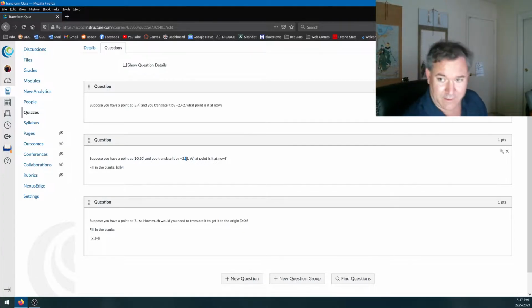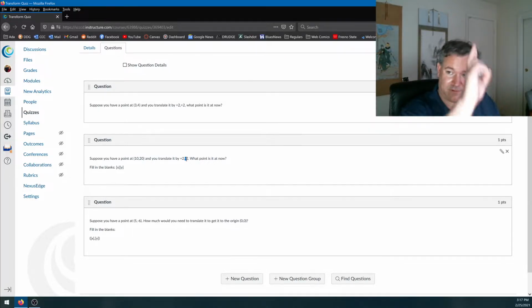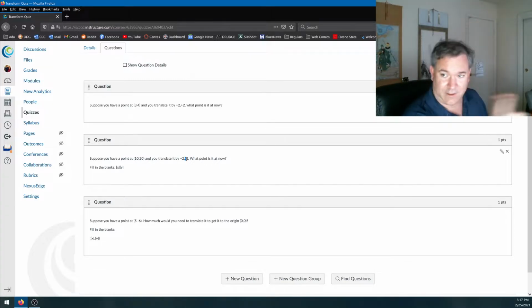Suppose you have a point at 5, negative 6. How far would you need to translate it to get to the origin? You have to translate it 5 left and 6 up. So if you're at 5, negative 6, you have to go 5 left, 6 up. So negative 5 and 6.